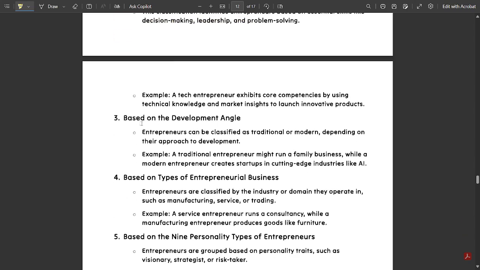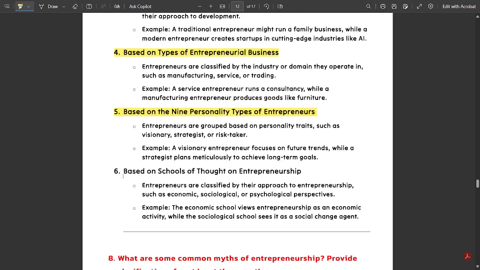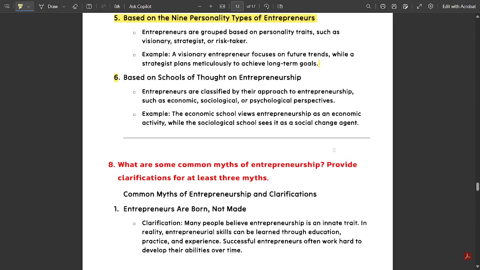Okay. Next is based on the development angle. Entrepreneurs can be classified as traditional or modern depending on their approach to development. For example, a traditional entrepreneur might run a family business while a modern entrepreneur creates a startup in cutting edge industries like AI. They are also classified based on types of entrepreneurial business, based on their personality types, and based on schools of thought on entrepreneurship. Okay, you can note these answers down.